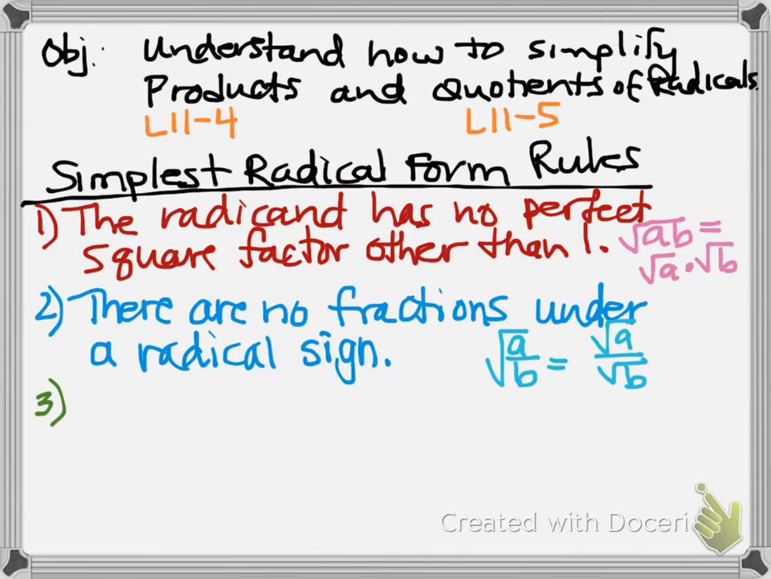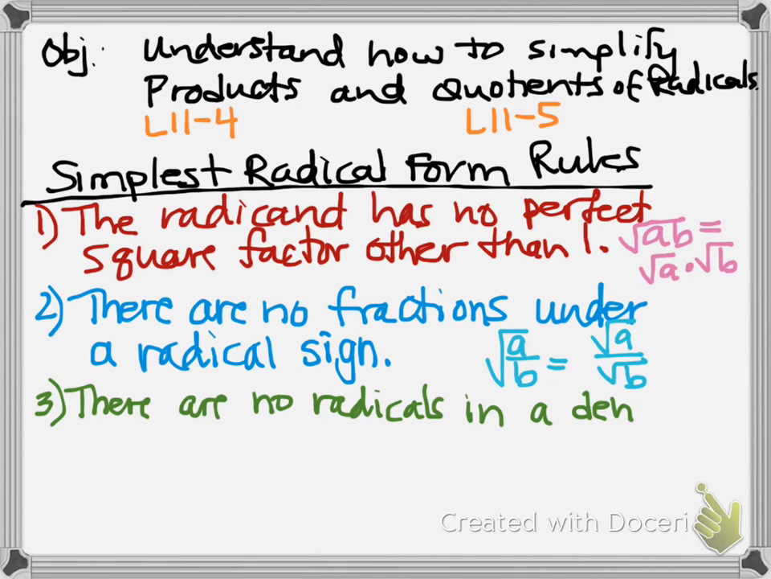And the third rule says there are no radicals in a denominator. So if you try to simplify and you're left with a radical in the denominator, I'm going to teach you what you need to do to make it go away. We can only have what we call rational numbers in the denominator. Okay, so let's talk about this notion of clearing a denominator of a radical.